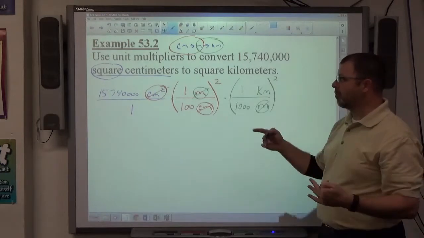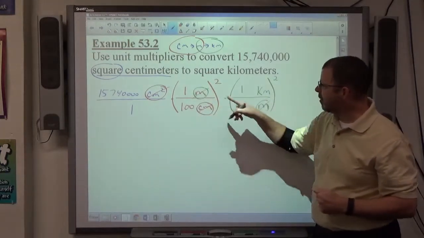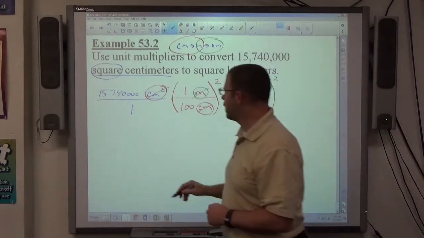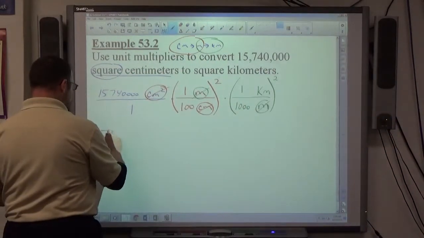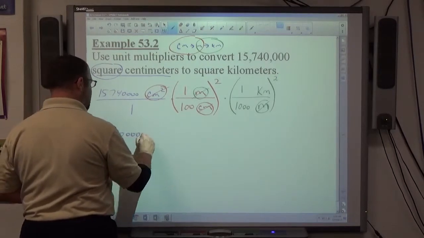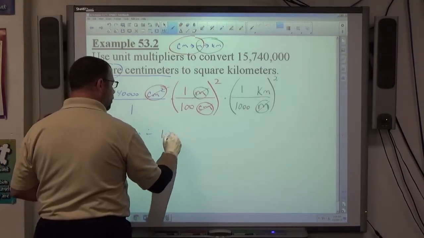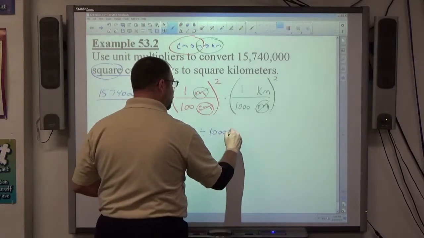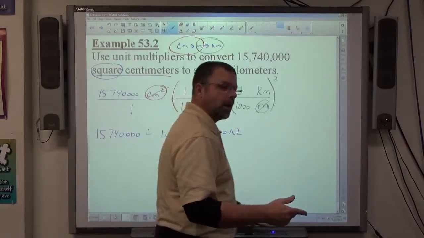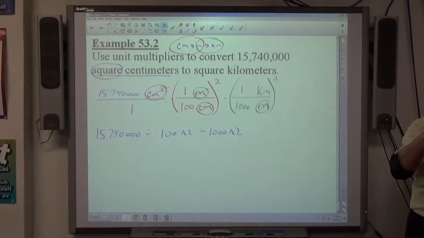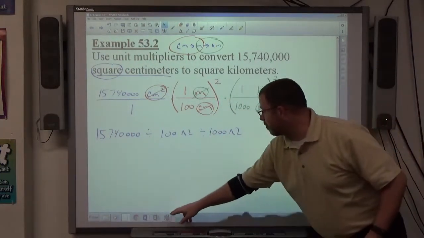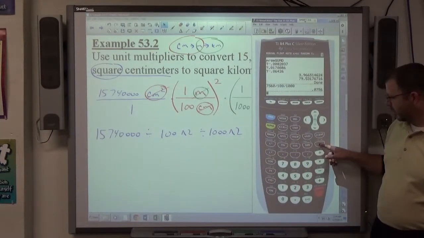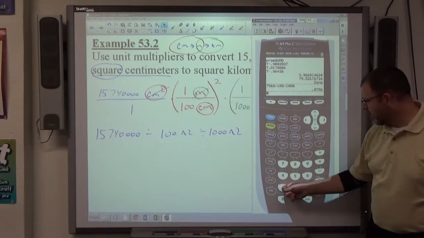And again, I've got a bunch of numbers. That's on top. Both of these are on the bottom. This is actually 100 squared. That's actually 1,000 squared on the bottom, though. So when I type in my calculator, I'm going to go 15,740,000 divided by 100 squared divided by 1,000 squared. Some calculators have a square button, some calculators just have that caret button. Mine happens to have both. It's got a square button right there, it's got a caret button, so caret 2 does that too, so take your pick.